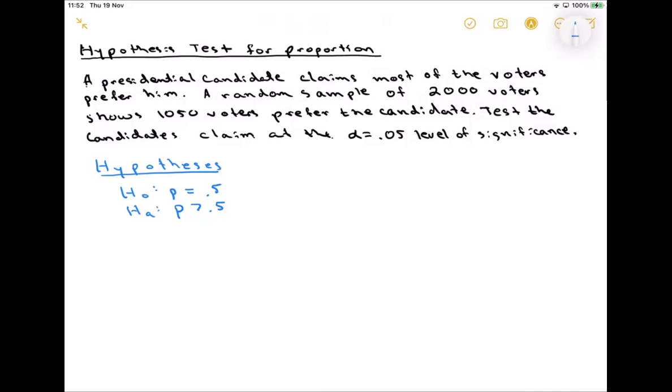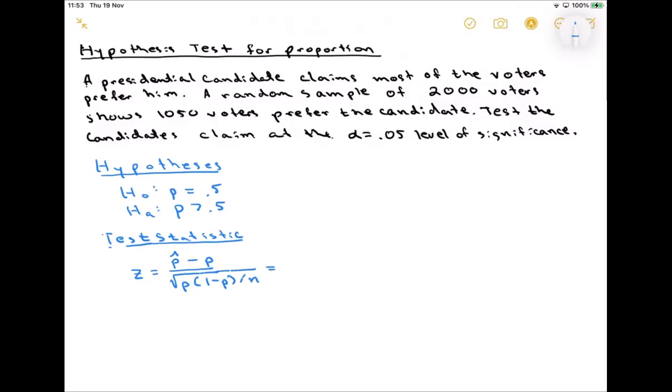Now we're going to use this in the p-value method, but we are asked for the test statistic. Now I can use z equals p hat, we'll call this p hat, that means it comes from the sample, minus p over the square root of p times 1 minus p divided by n. I can use that.